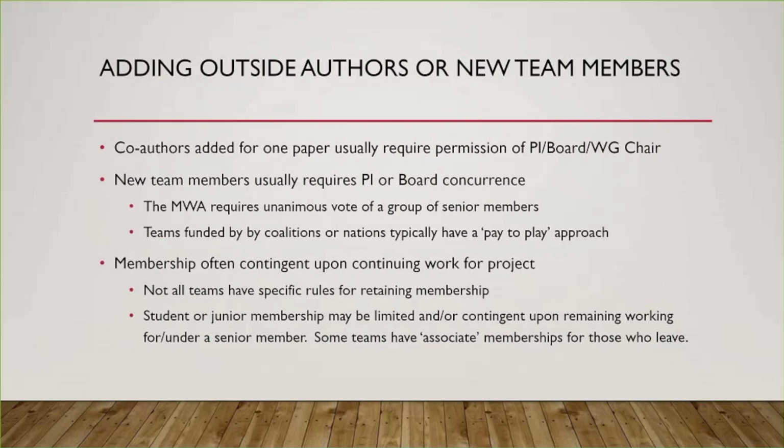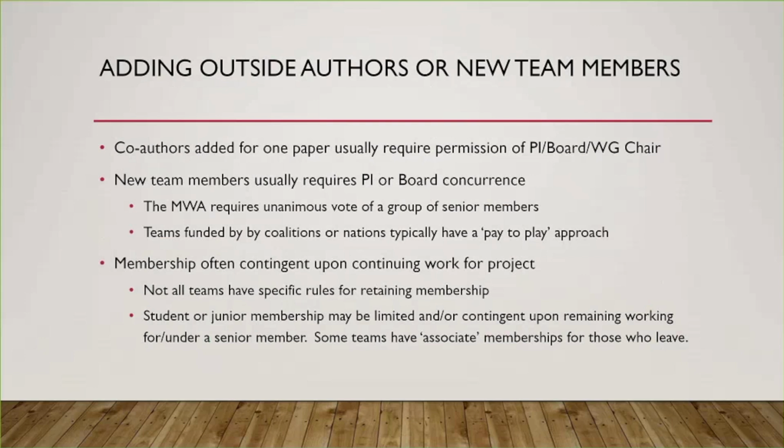What about adding outside authors? Usually if you want to add just a special expert who knows a lot about one particular problem that you're working on, you need to get permission from the chair of somebody. New members require almost inevitably the PI or the board concurrence. And membership is often contingent on continuing to do work, although not all teams have this, and it's something to keep in mind. There could be problems if somebody's allowed to join and then never does any work except, say, gets their name on every paper. That can cause problems.